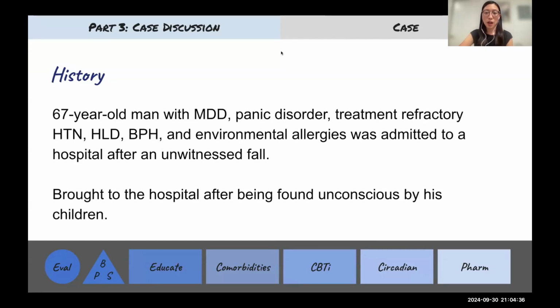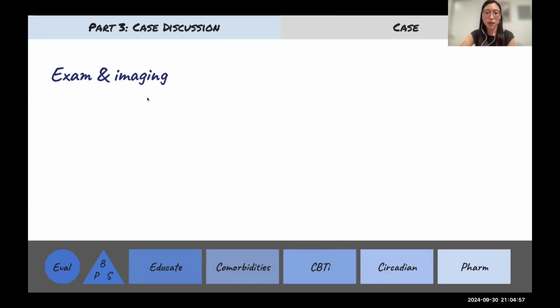And he's admitted to the hospital after an unwitnessed fall. He was found at home. He was unconscious. He was found by his children and therefore brought to the hospital for further evaluation. So we have put the framework that Yoel talked about at the bottom of the screen. So as we go through each section of the case, I'll highlight some of the elements that we use to treat this case and evaluate this case.